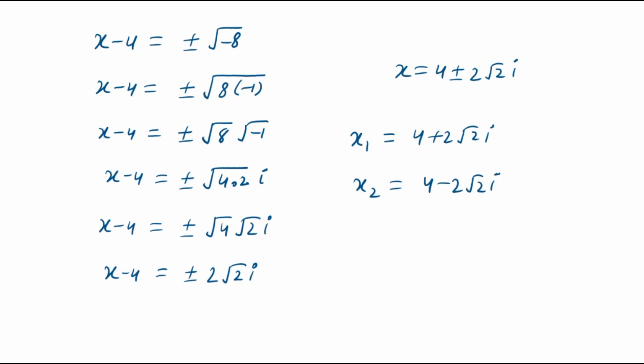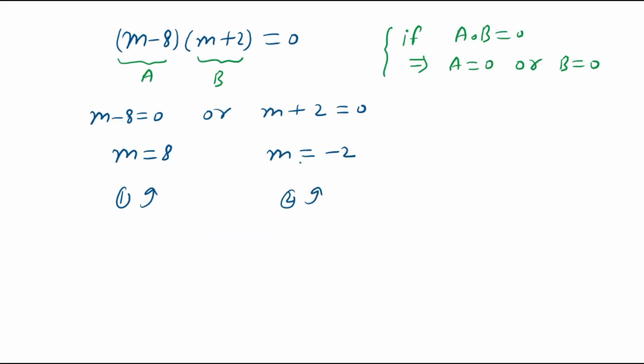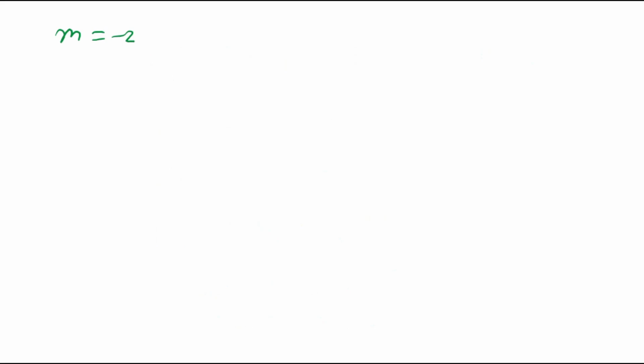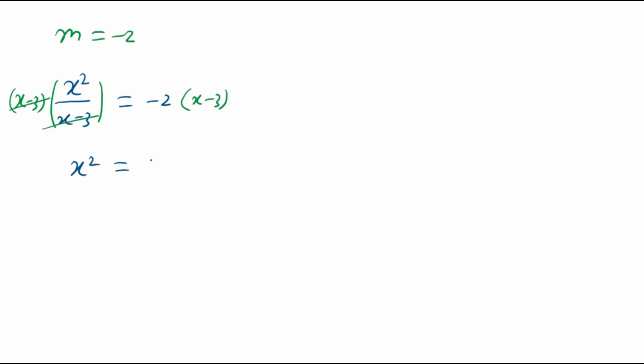Now solve case second. Case second is m = −2. And we know that the value of m is x² over (x − 3). So replacing m, x² over (x − 3) = −2. Now multiply both sides by x − 3, then the terms cancel out. On the left hand side we get x², and this equals −2 multiplied by (x − 3), which gives −2x + 6.